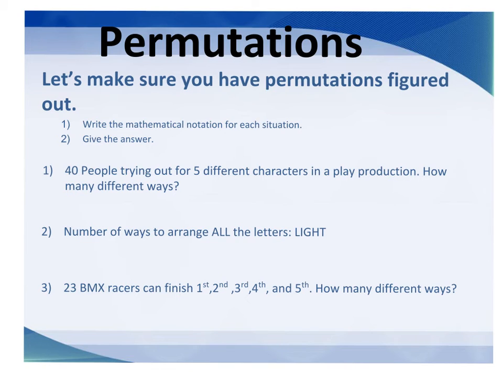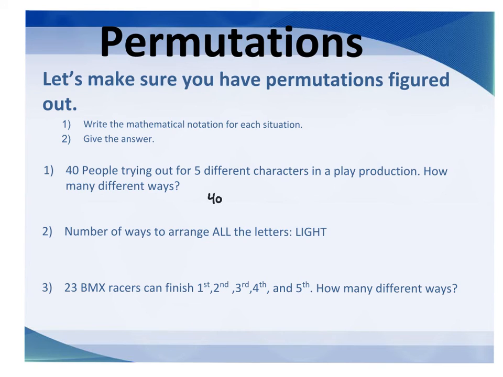So the first question says 40 people are trying out for 5 different characters in a play production. How many different ways can this happen? Well, the first thing we want to do is make sure that it is a permutation, because it is an arrangement and it is everyone having a different role. You're not just choosing a group of 5 people, you're actually assigning these 5 people a role. So we would just write in here 40, that's how many people we're choosing from, P5, and when you put that in your calculator, you end up with 78,960,960.